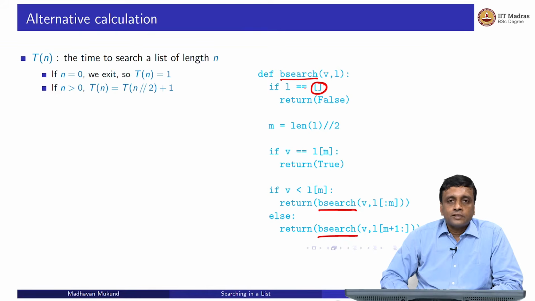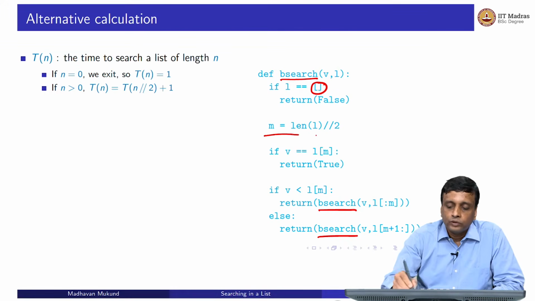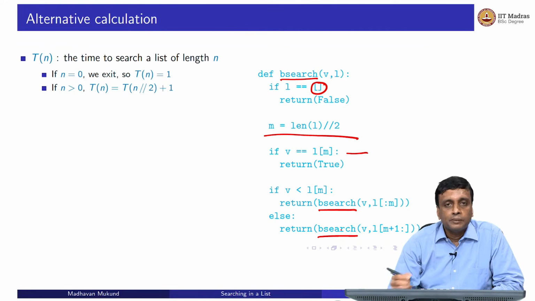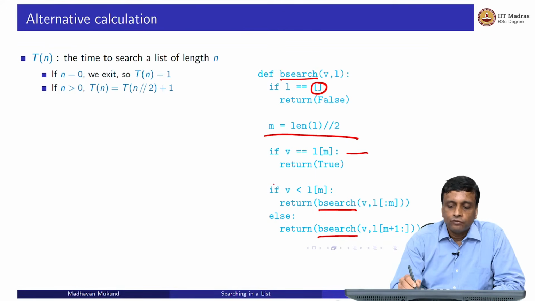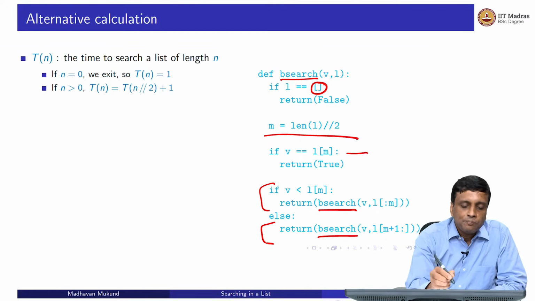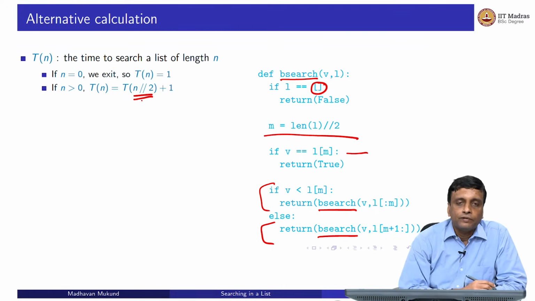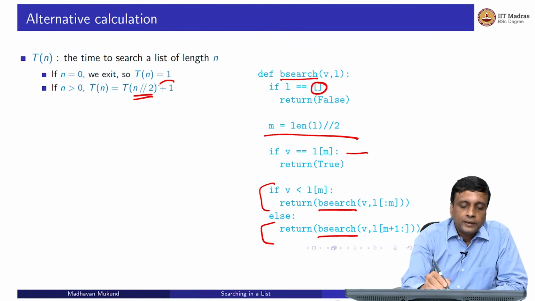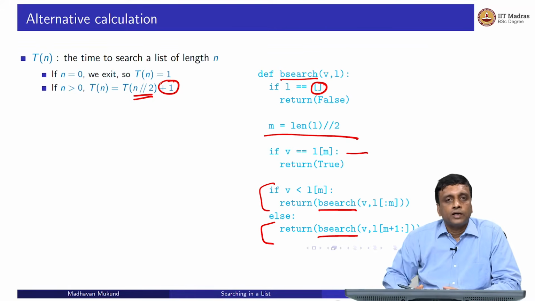On the other hand, if the answer is not that, then I have to do some work, right. So I have to compute the midpoint, check this and all that. So in the worst case, remember this is always worst case, I have to search either the first half or the second half. So I have to solve the same problem for half the list, so that's t of n by 2, and I have already spent one step deciding which half to do and all that.